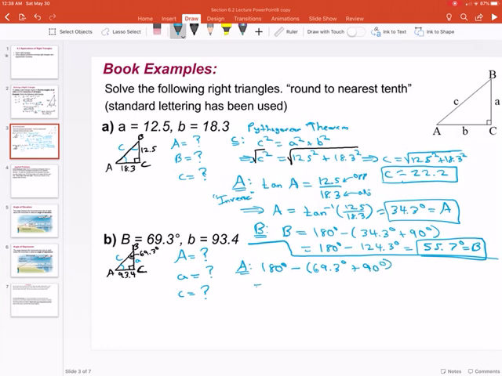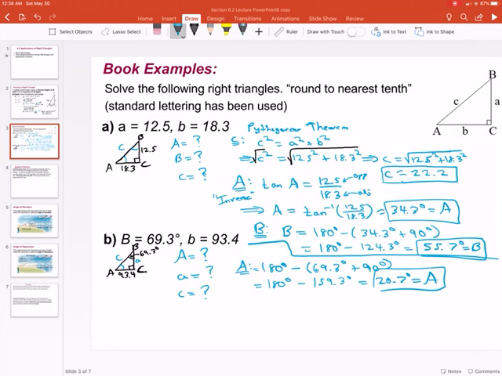As we simplify that down, A is equal to 180 degrees minus, all right, what's 69.3 plus 90? That's 159.3 degrees. And what's 180 minus 159.3? That's 20.7. So 20.7 degrees is angle A. So that's one third of our solution.